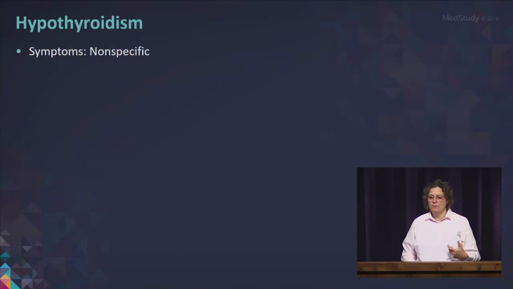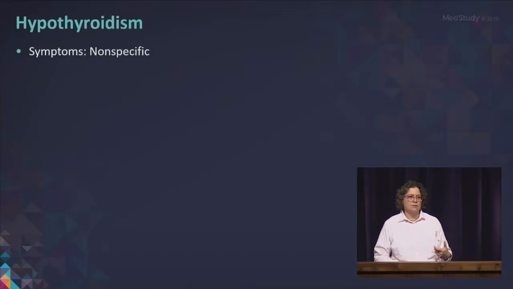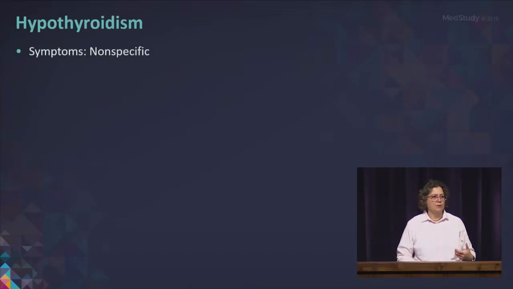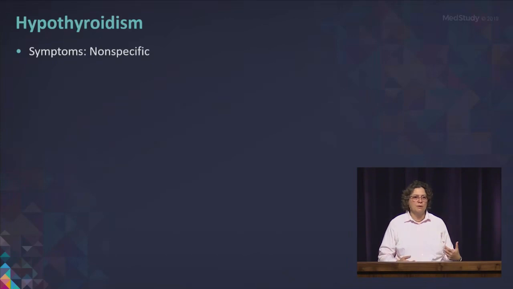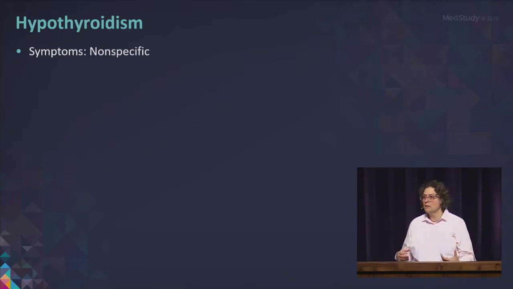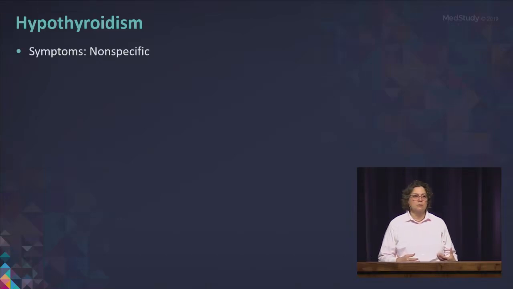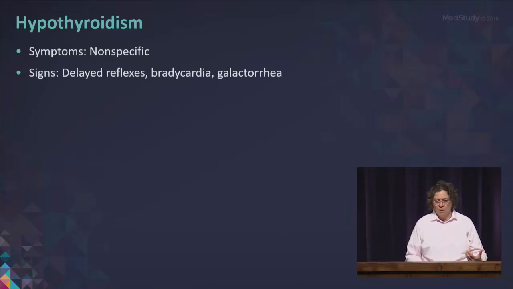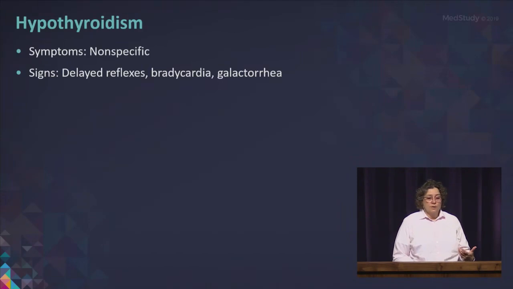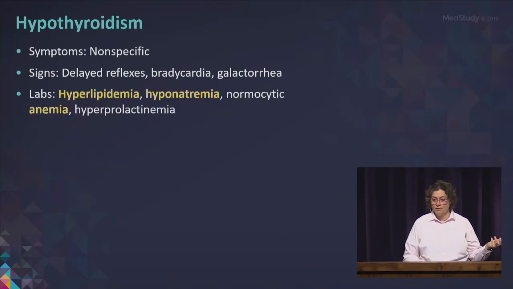The problem with hypothyroidism is the symptoms are non-specific. And again, this is a pain point for endocrinologists, a pain point for primary care docs, where patients are just convinced they have hypothyroidism because the symptoms are so ubiquitous. There are some signs of overt hypothyroidism where you can get delayed relaxation of reflexes, bradycardia, galactorrhea, because remember, hypothyroidism is a cause of a high prolactin level.